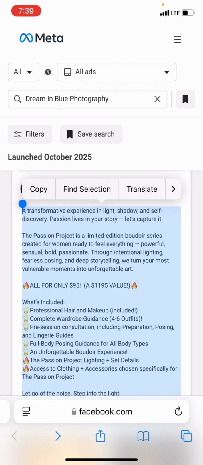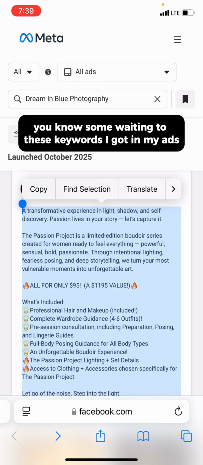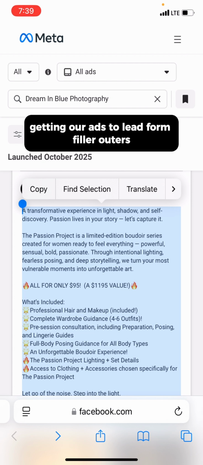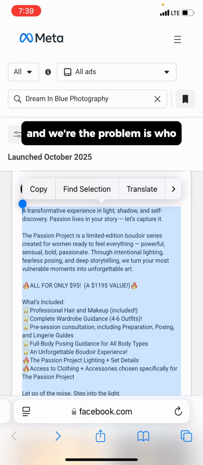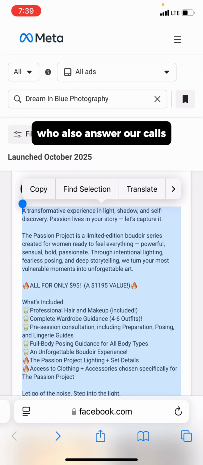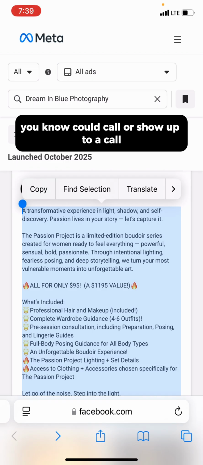That's why. And so with the leads objective, we're saying, hey, I've got to go find people that fill out lead forms, with some weighting to these keywords I have in my ads. But the problem is who we're not getting our ads to. We're not getting our ads to lead form fillers who also answer our calls, texts, or emails. We're not getting our ads to lead form fillers who book a call and show up to a call.